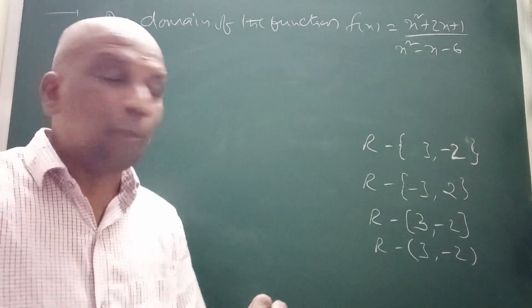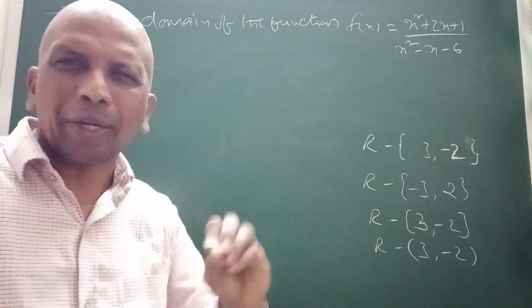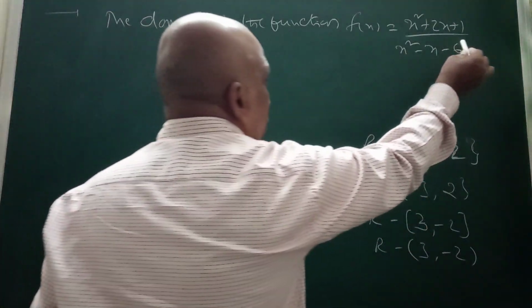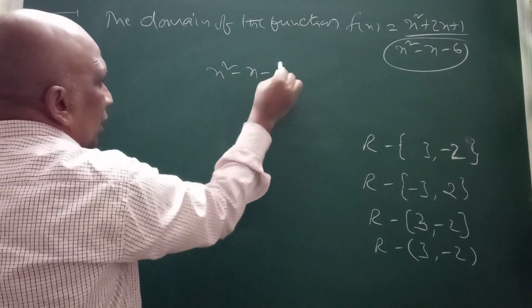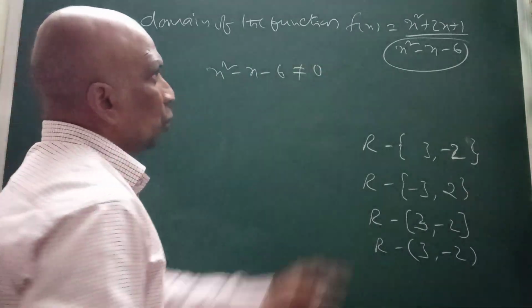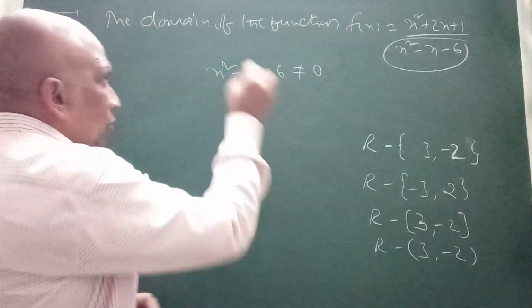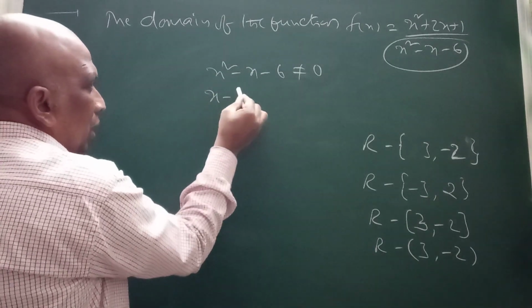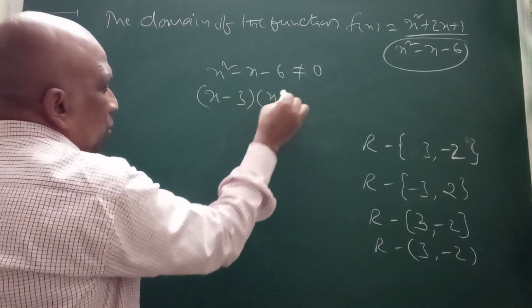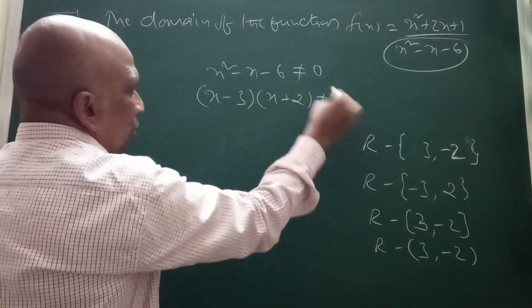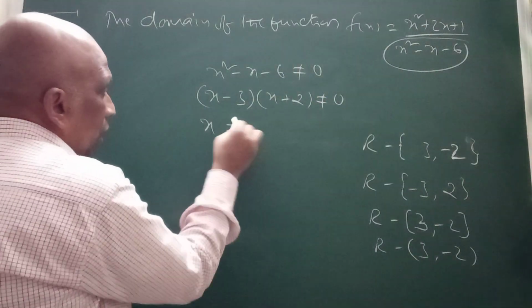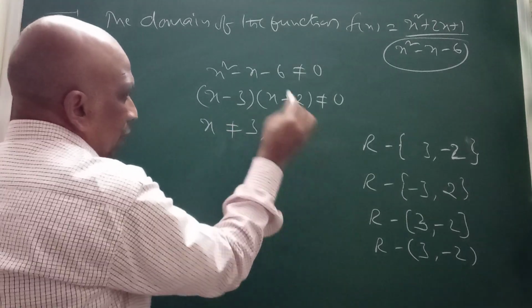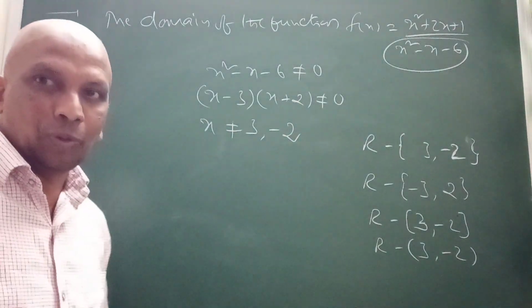So they are asking the domain of this function. When they are talking about domain here, the denominator should not be equal to 0, right? So you can think x square minus x should not be equal to 0 to define this function. So what are the factors here? You can think about the factors here. It will be x minus 3 into x plus 2 should not be equal to 0, right? You will get it like this. Then x should not be equal to 3 comma minus 2, except these two values.